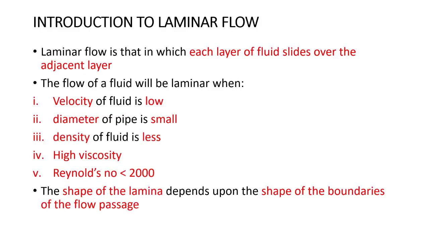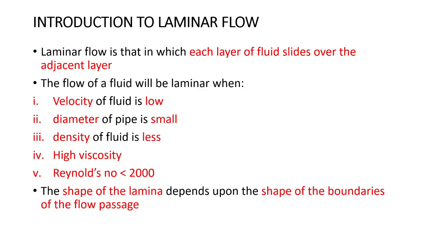So we will first see what laminar flow is. In our earlier lecture I have told you about laminar flow and turbulent flow. Laminar flow is that type of flow in which each layer of fluid slides over the adjacent layer. In laminar flow there is no mixing of layers of fluid as there is in the case of turbulent flow. In laminar flow, each layer of fluid is separate. It slides over the adjacent layer.